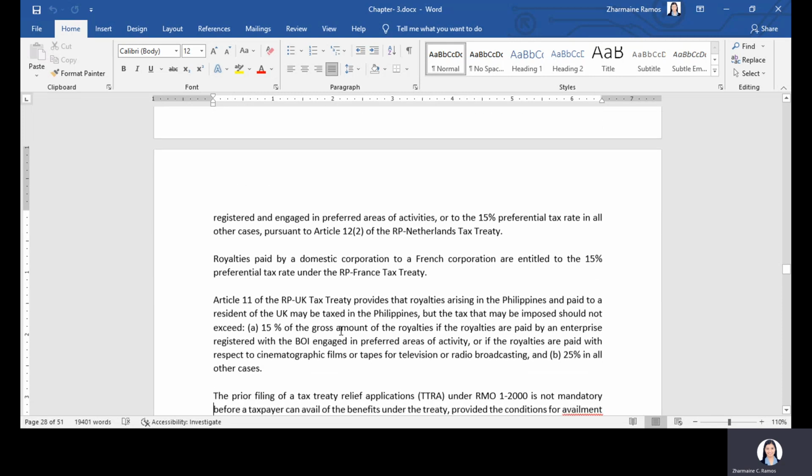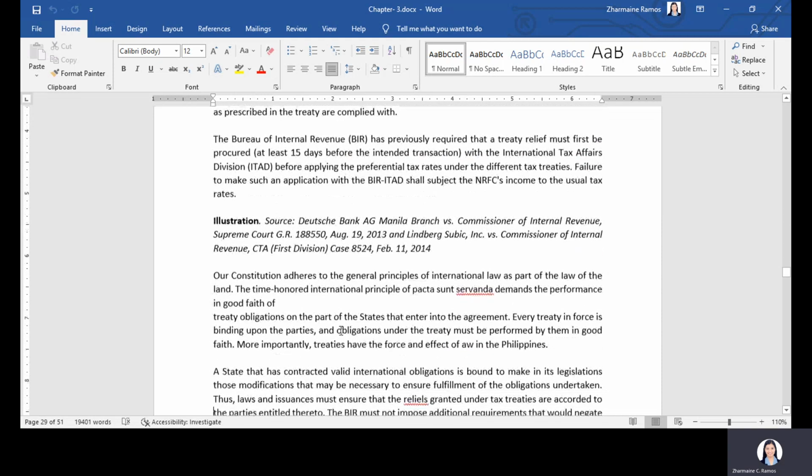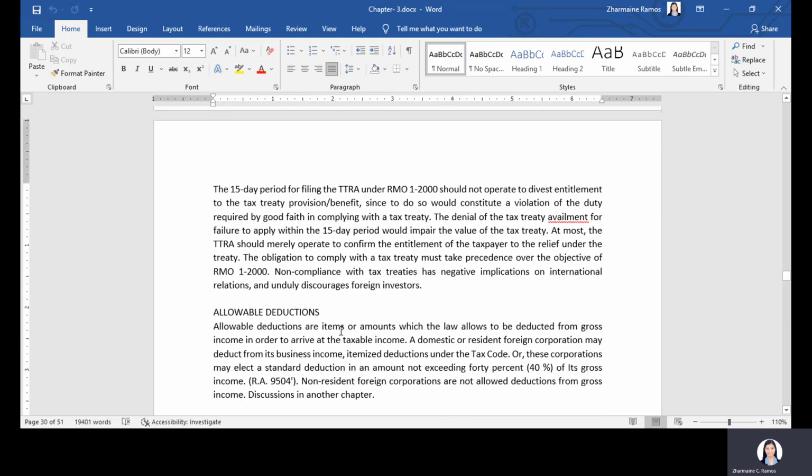Let's now discuss yung mga allowable deductions. So, these are the allowable deductions. These are the items or amounts na inaallow ng law to be deducted from gross income in order to arrive at the taxable income. For example, may gross income kang 1 million. Ang allowable deductions mo is 600,000. So, yun lang yung inaallow niya. So, ibig sabihin, 1 million less yung allowable deductions na 600,000, so 400,000 lang ang taxable income mo kung saan pwedeng i-multiply yung tax rates.